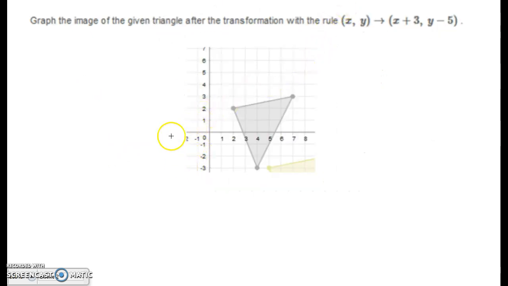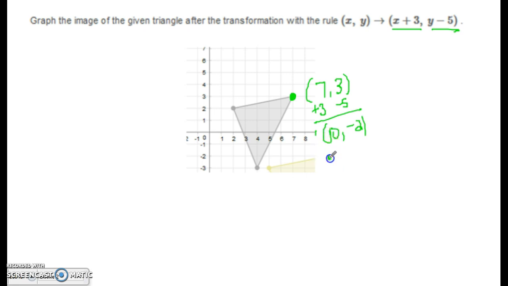Alright, so again, we're going to graph a new triangle after the transformation with a rule of adding 3 to the x value and subtracting 5 from the y value. So let's just start with a point. Let's start with 7, 3. We want to add 3 to the x, and we want to subtract 5 from the y. So my new ordered pair would be at 10, -2. So of course I'm going to run off the graph again, but 10, -2 would be somewhere over here.